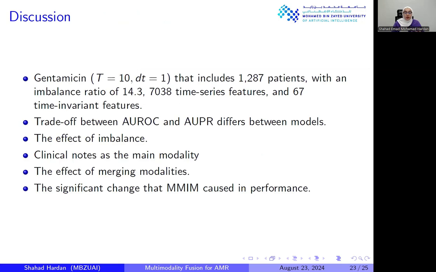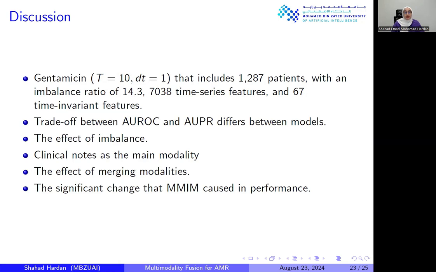Throughout all the results that we have been discussing, we noticed that there's a trade-off between AUROC and AUPR, and this trade-off differs between models. But as we discussed, AUPR is very valuable for us because we have this imbalance and because we really care about the resistance cases. The effect of imbalance was huge in our case, and we should think of more ways to handle this imbalance. Clinical notes were used as the main modality in our case, and we saw that when we merge these modalities, we can get a better performance of the models using the fusion techniques that we were trying.